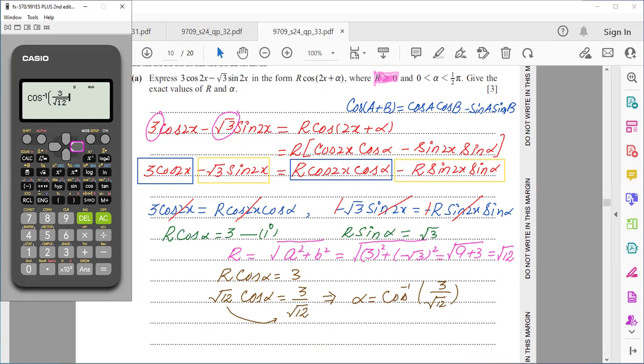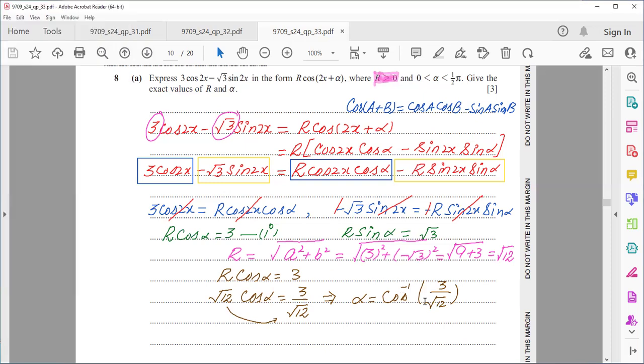Now we have to find the answer of this one, so we put the equal sign. That is 1 by 6 pi. So alpha will be equal to 1 by 6 pi, or we have pi by 6. Am I right?